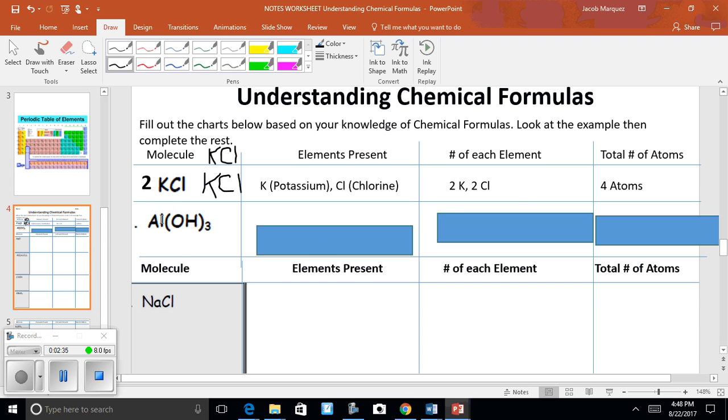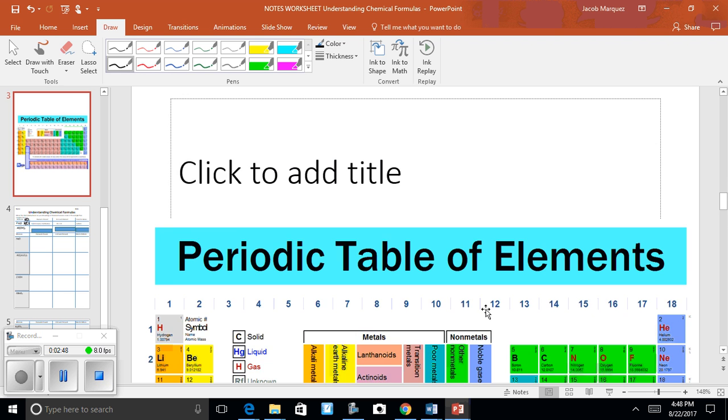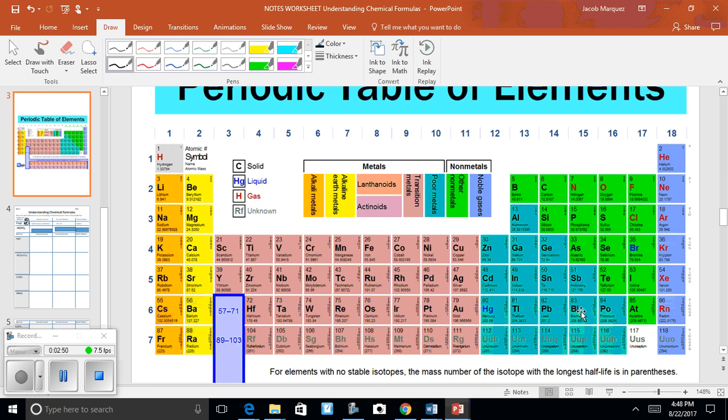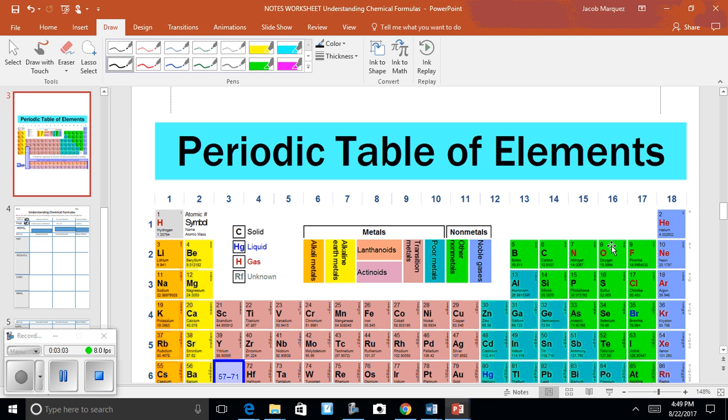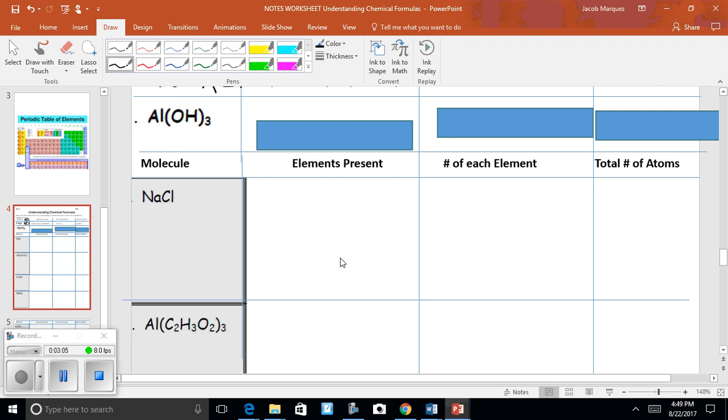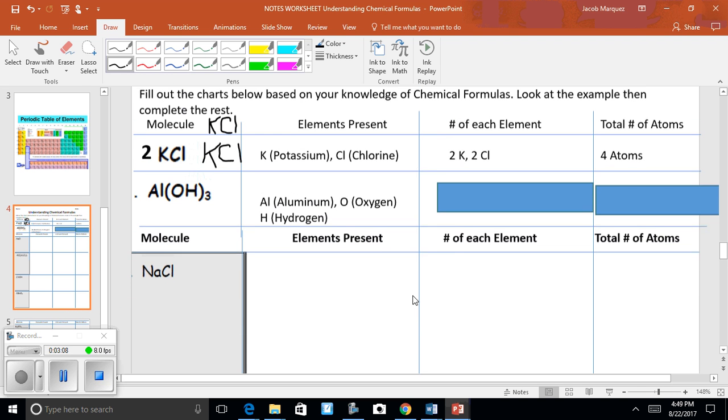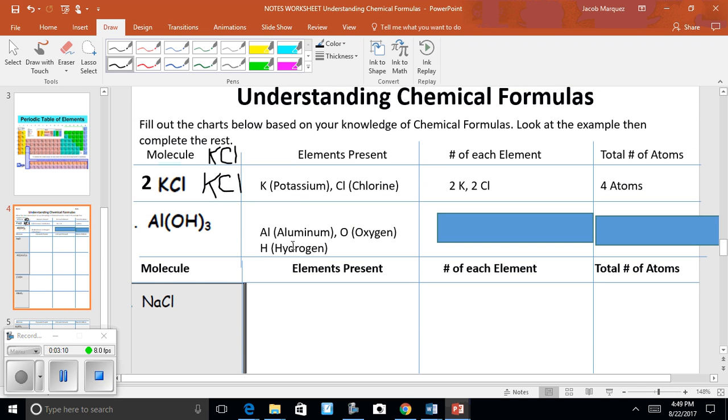We have an Al, capital letter A, a little l, O, and an H. Big letter O, big letter H. So we have 3 elements present here. We have Al, O, and H. Look for them on the periodic table. Okay, Al is found right here. The O, I believe, is the next one? O is over here, oxygen, and then the H is hydrogen. So we have Al, aluminum, O, oxygen, H, hydrogen.